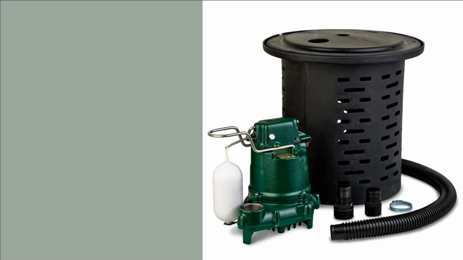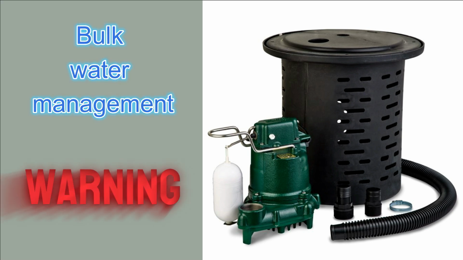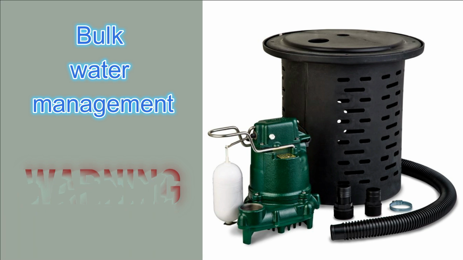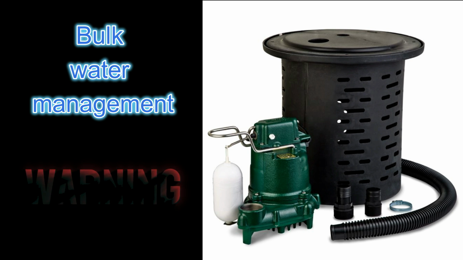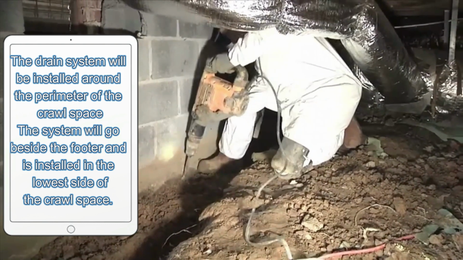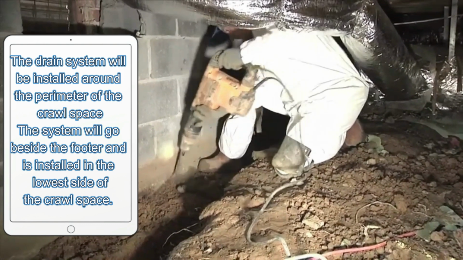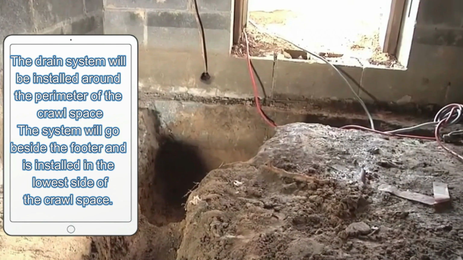Our next step is adding a sump pump for bulk water management. This is a crucial step. If you close a crawl space and fail to deal with bulk water management, the conditioned crawl space will not function properly. The drain system will be installed around the perimeter of the crawl space. The system will go beside the footer and is installed in the lowest side of the crawl space.